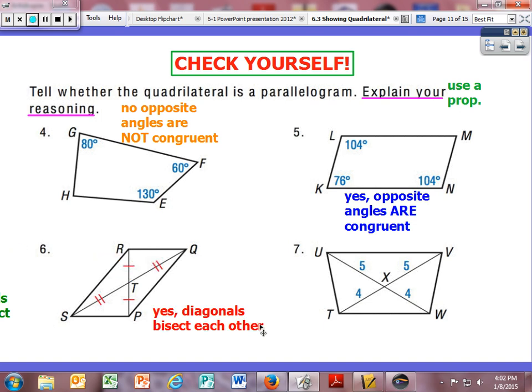Number 6, the diagonals are bisecting each other. We have congruent parts here and here, congruent parts there and there. So yes, this is a parallelogram.